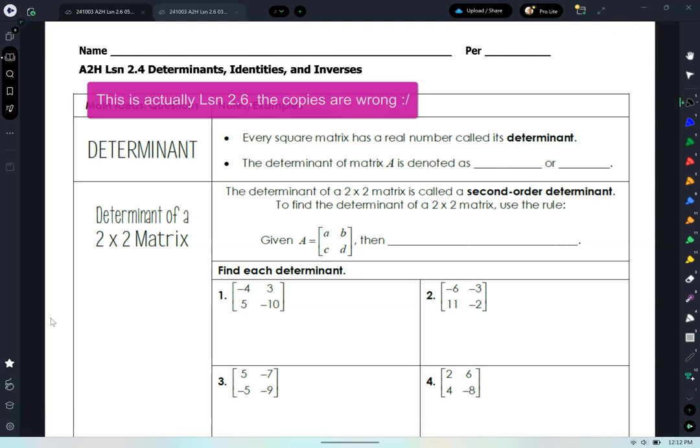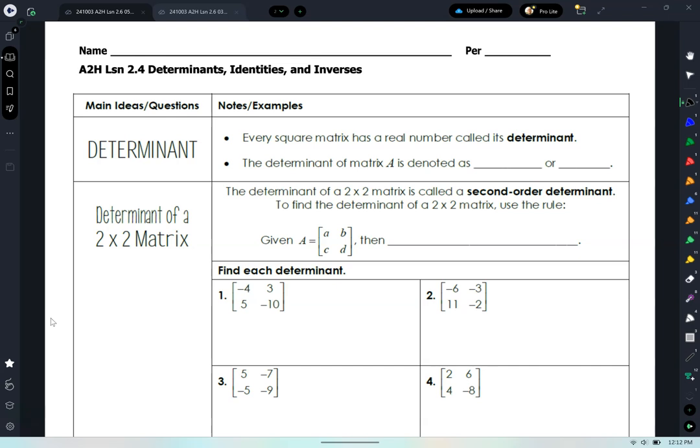Determinants. You know, it's a number. It's a weird number. We use it when we're working with matrices. It helps us determine some things. What those things are, I can't really tell you. But it is a number that we use as a tool to help us with where we're going.